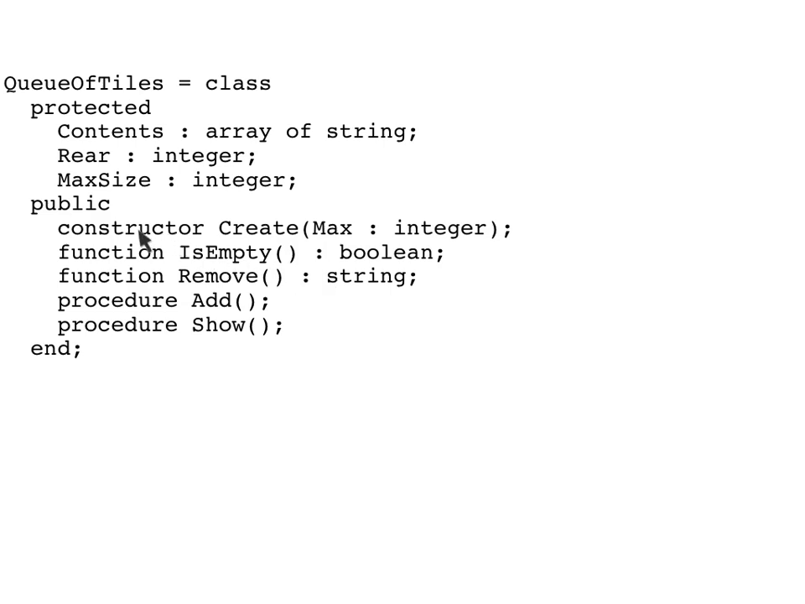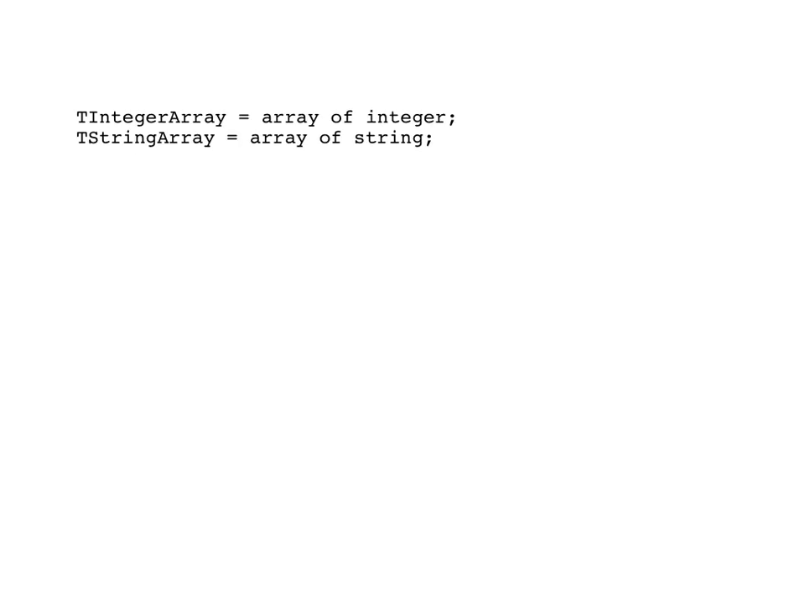Again, we've got a public constructor method to create the queue of tiles, and we've also got a few other methods here: is empty, remove, add and show, and we'll look at how they're used later on. We also have these two user-defined types, declaring an array of integer and an array of strings. Interestingly, t-integer array isn't actually used in the code.